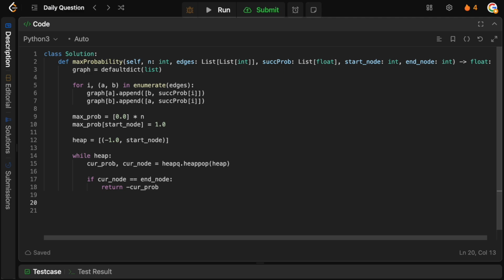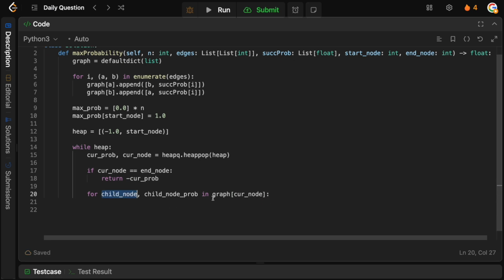Now what we need to do is go through, for our current node, all of the possible options that we have in our graph and evaluate whether or not we want to take any of those and go down that path. So we're going to say for child node, child node probability, prob in graph of whatever the current node is. We need to check whether or not we actually want to go to that node.